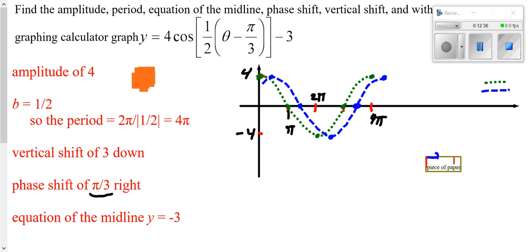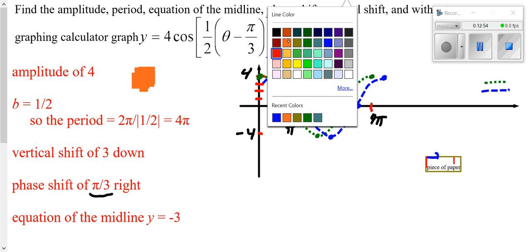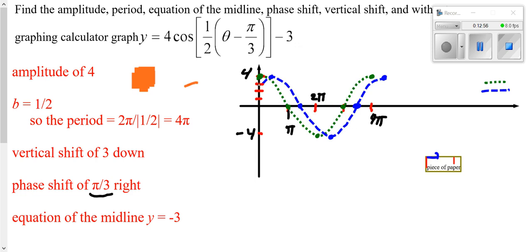Now I still have to go ahead and do my vertical shift. Well, to do my vertical shift, I need to figure out what 3 is. I know this is 4, that's 0, so halfway in between is 2. So I need to move everything from here to here. That's how far I have to move everything up.